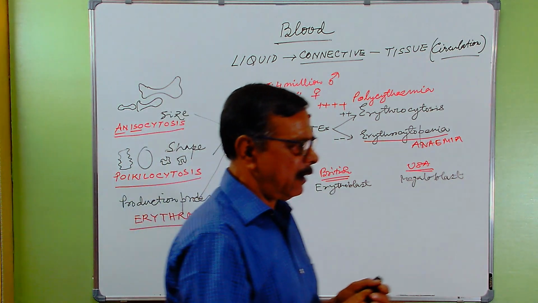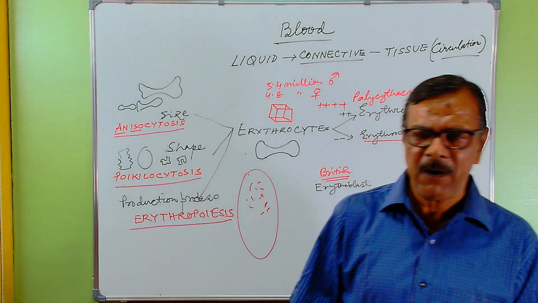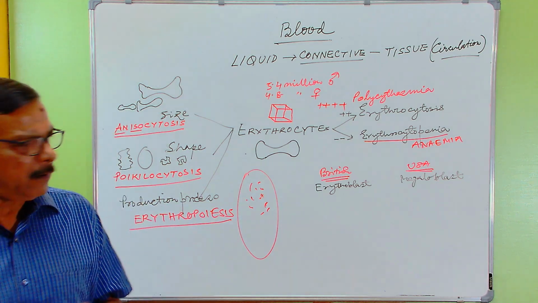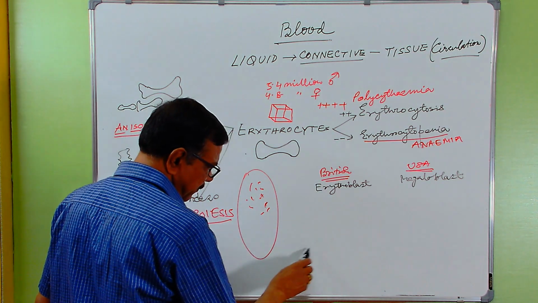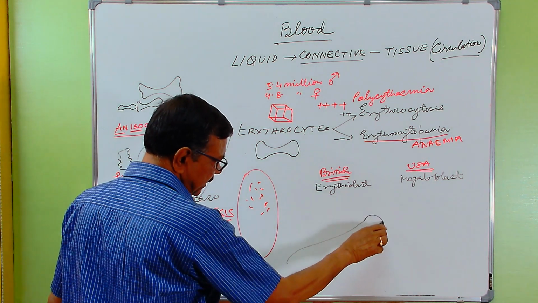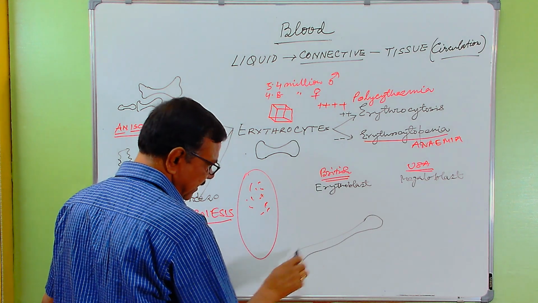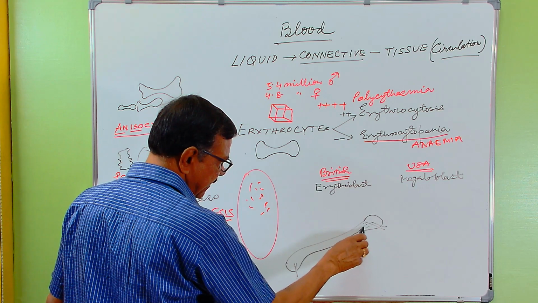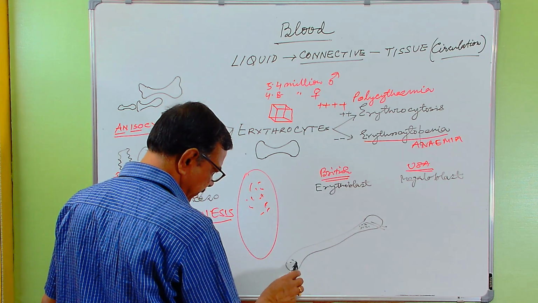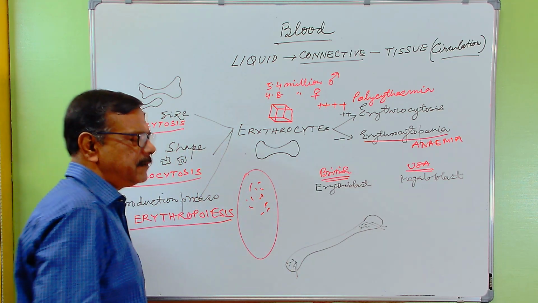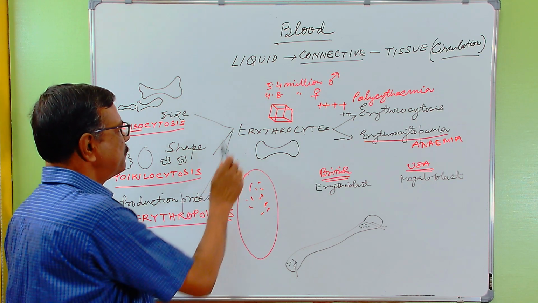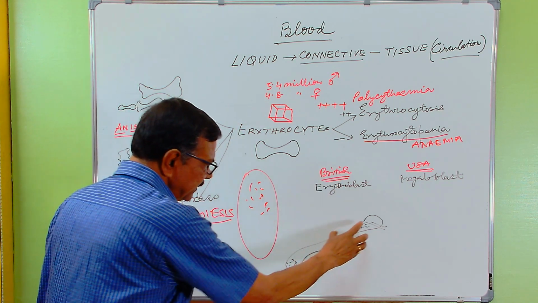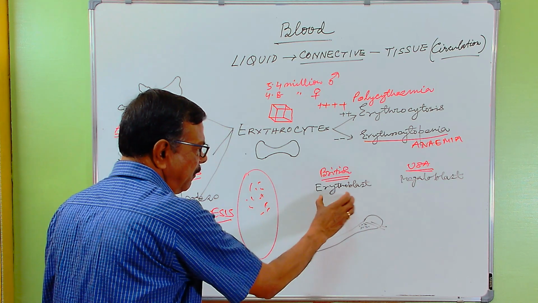Where do RBCs form? They form within the bone marrow. Where is bone marrow? Within the bone. So if you draw a bone like this, these two sides are called epiphyses. In this area, in the red bone marrow, in the adult, the RBCs are formed. Anyway, these RBCs are formed within the bone marrow.